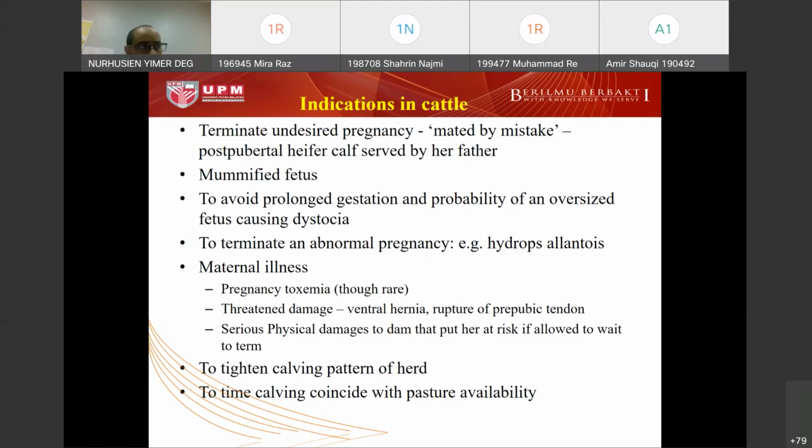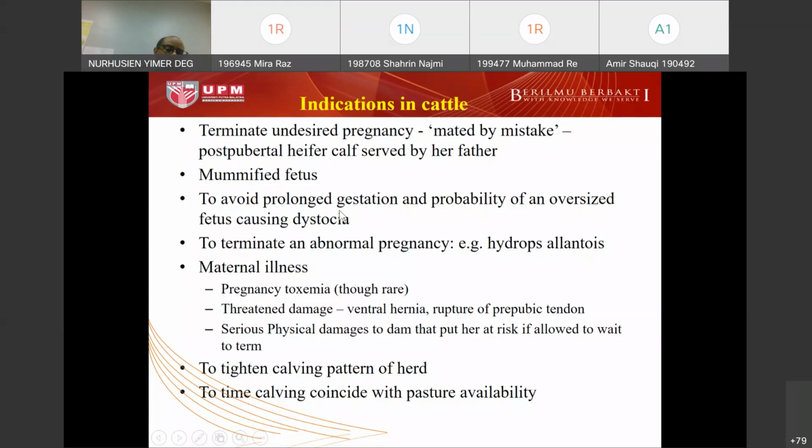Another thing is we mentioned the reproductive problems, particularly associated with pregnancy, in our past two lectures. One of the examples is when you have a mummified fetus, that can lead to a prolonged gestation period beyond the normal gestation period, then you have to induce parturition to terminate this condition. In other words, it is a treatment procedure or option for this kind of pregnancy-associated problem. Another indication is to avoid prolonged gestation. One of the reasons I mentioned is the mummified fetus itself, all right?